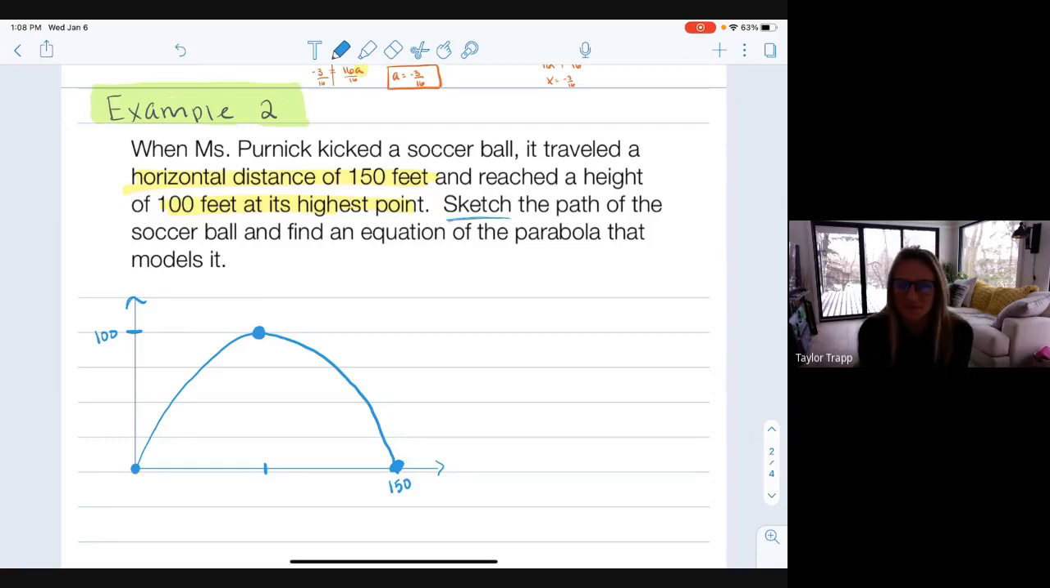So, okay, what we're looking for is that vertex, right? So we've got something 100, and we know that this is our axis of symmetry. So it's whatever is in the middle of 0 and 150. So if you take 150 divided by 2, you would get 75.